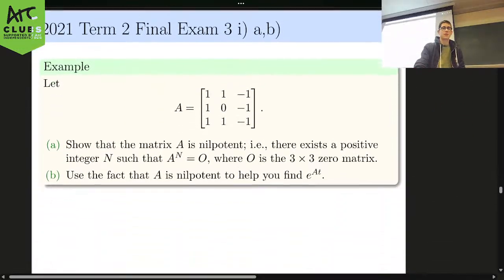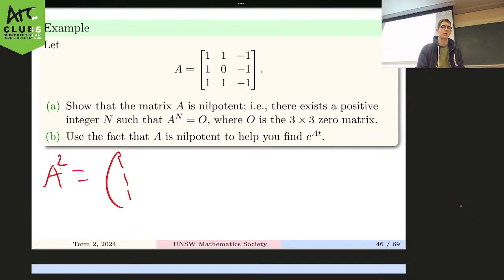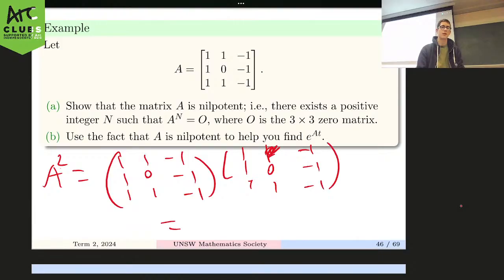So let's look at this example here. We want to use that idea of having a nilpotent matrix and finding the matrix exponential. So let's find A to some powers to see that it does eventually give the zero matrix. So A squared will be this multiplied by itself. That is equal to (2, 0, 2).